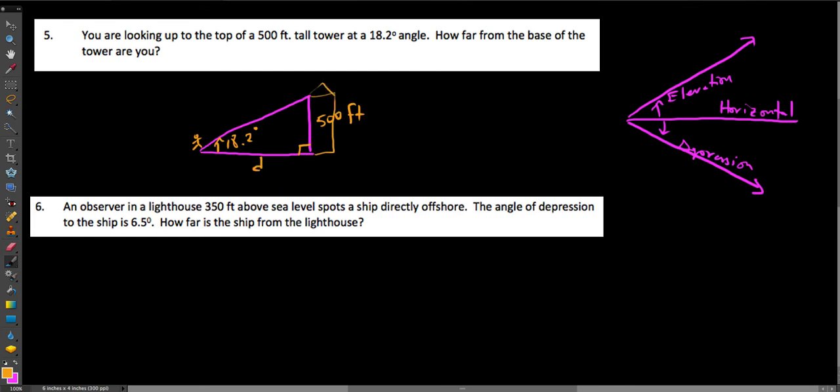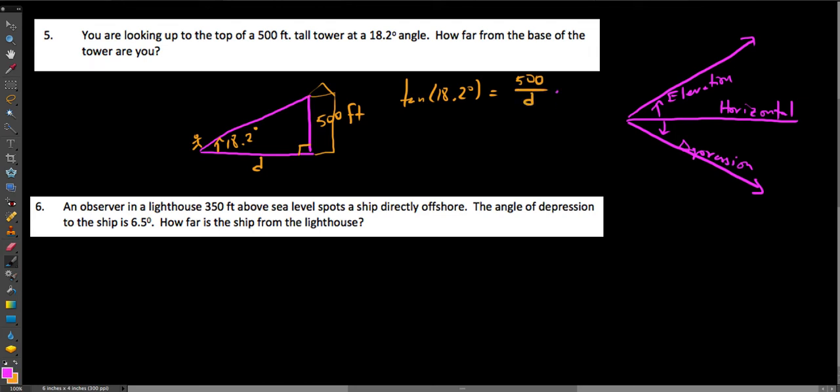So which trig ratio would be the most appropriate? Well, it looks like we know our opposite and our adjacent. So let's go ahead and write this out here. Opposite over adjacent, that's our tangent. Tangent of 18.2, and this is in degrees, would be equal to 500 feet over d. And now our job is just algebraically to solve for d.